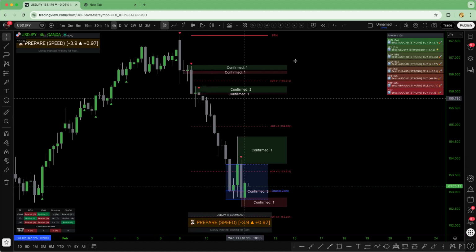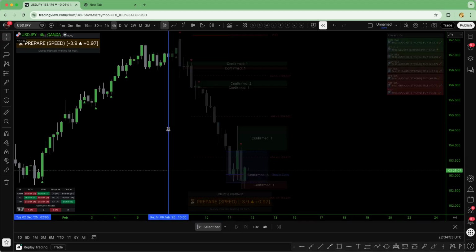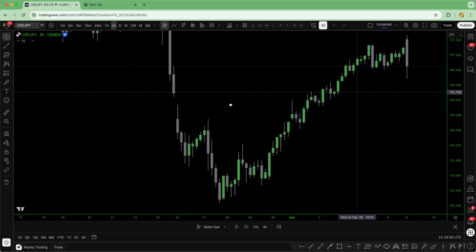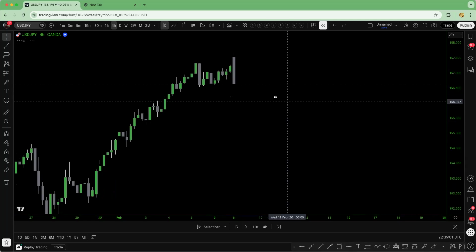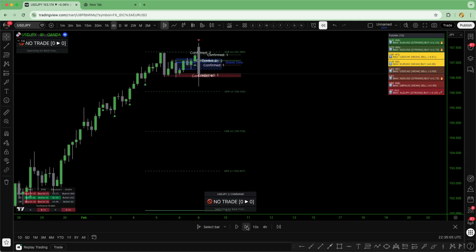So let's just go into this now on USD JPY. And you see how crazy this would have been for you to get a move set up. So we're just going to use this with the Neo analysis. I'm just going to move forward.